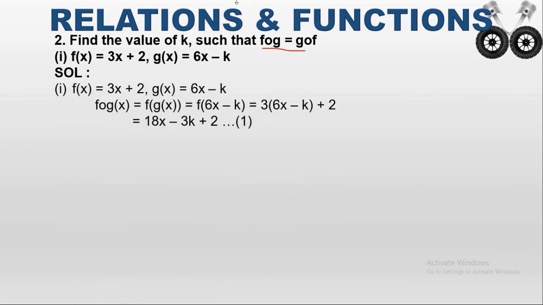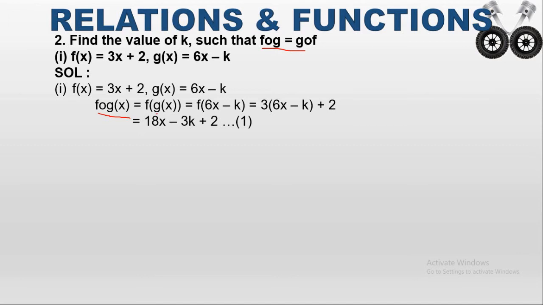So for that, first you have to find the value for f composition g. First, write what is given in the question: f of x equal to 3x plus 2, and g of x equal to 6x minus k. Then write f composition g of x, which can be written as f of g of x.